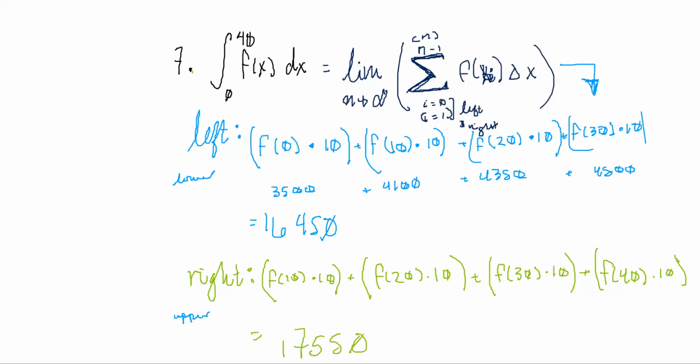Okay, so basically what this is saying is that this is going to be somewhere between, the integral, here I'll rewrite it over here, the integral from 0 to 40 of f of x is equal to somewhere between 16,450 and 17,550. At this point, we are using sums to find out what it is.